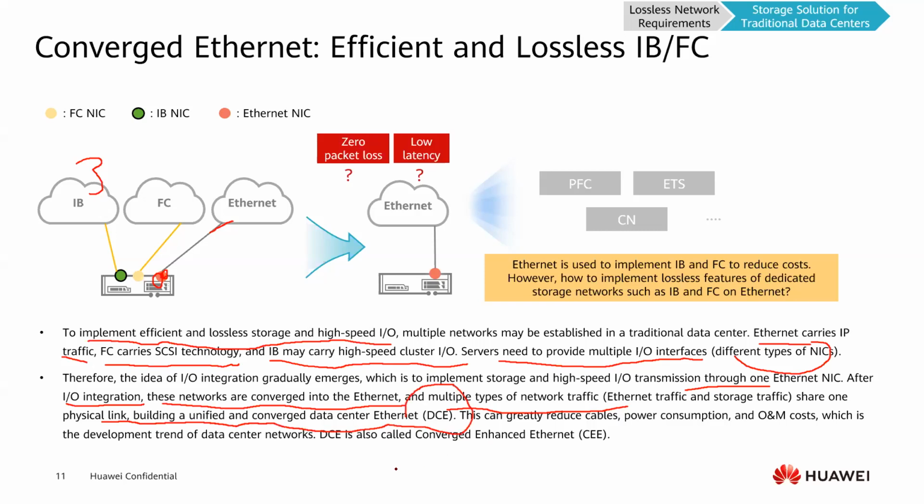DCE is also called converged enhanced Ethernet (CEE). We build the network as all-in-one Ethernet. We use PFC and congestion notification, CN.